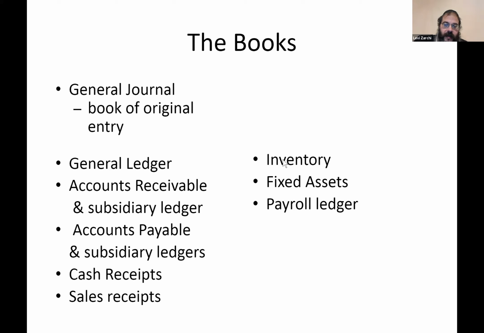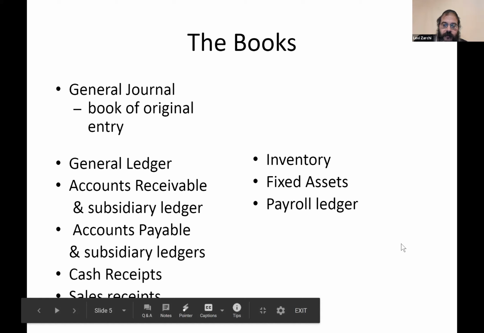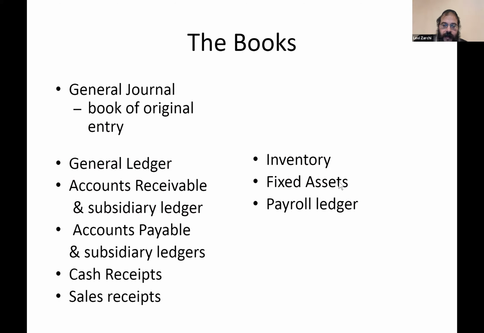When you see some of the back end of QuickBooks, you'll see that they're using all these different types of books. There's a thing called fixed assets, which are items which you own, whether it's a house, a car, or machinery, that don't get used up. They stick around for many years. And then there are payroll ledgers. These are all different types of books companies would have.